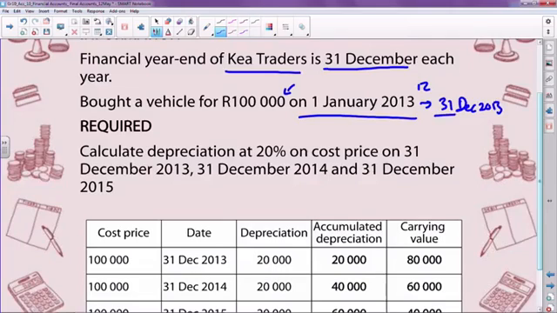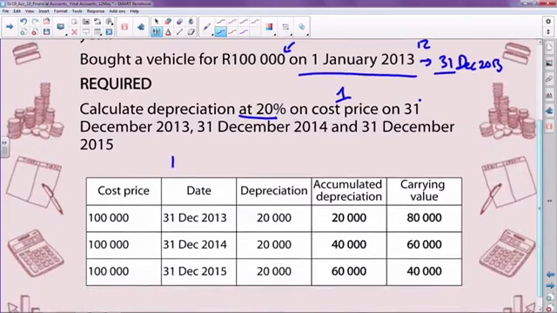So calculate depreciation at 20% on what method? It will be method 1, the cost price method, for 3 years. And this is the first year, 31 December 2013, 31 December 2014, and 31 December 2015. Now, what is the calculation? We always say 100,000 times 20%, and then we'll say 12 over 12, and then you get your 20,000 Rand. So you will lose 20,000 Rand every year.